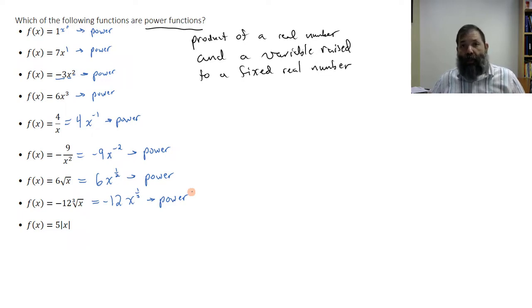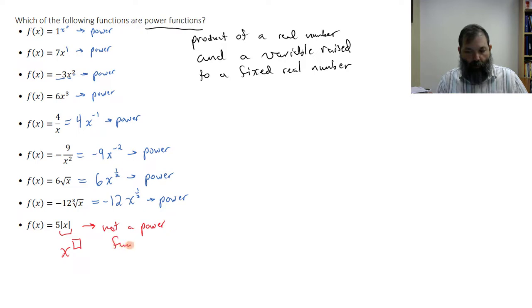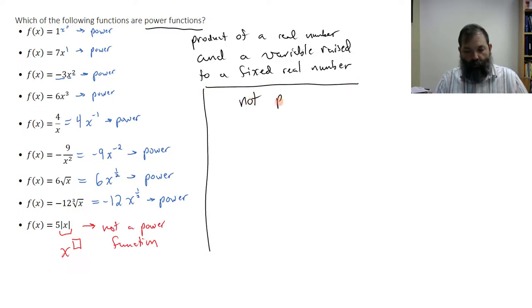The absolute value cannot be written as a power. The absolute value of x, I cannot write as x to a fixed power. This is not a power function. Some other examples that are non-power functions are transformations of some of these other functions that were power functions.